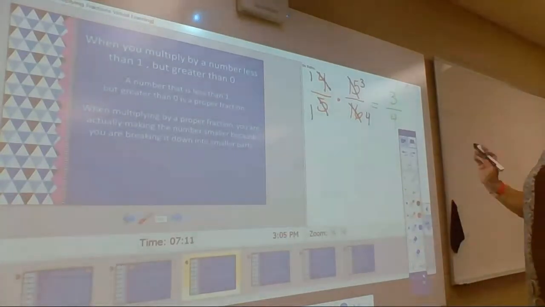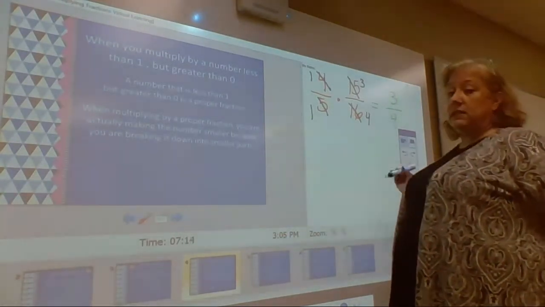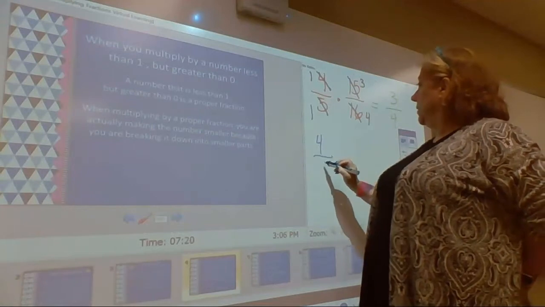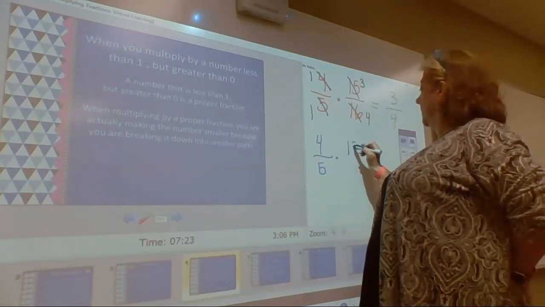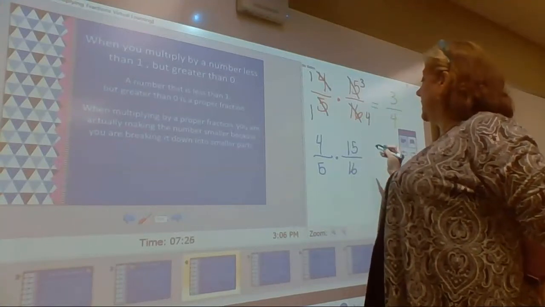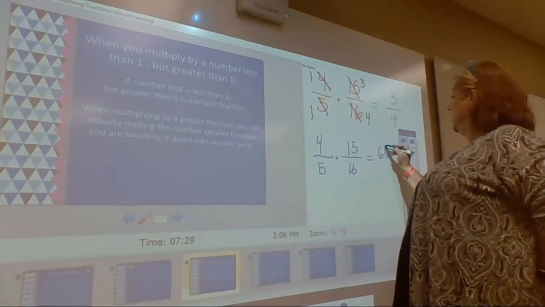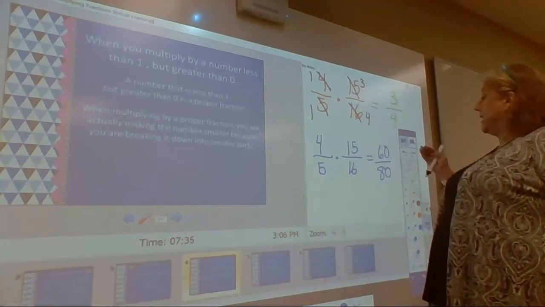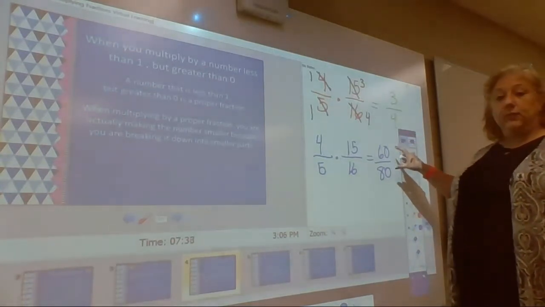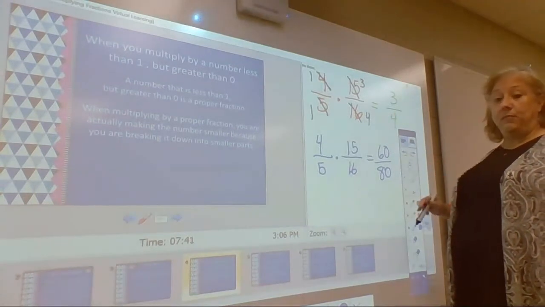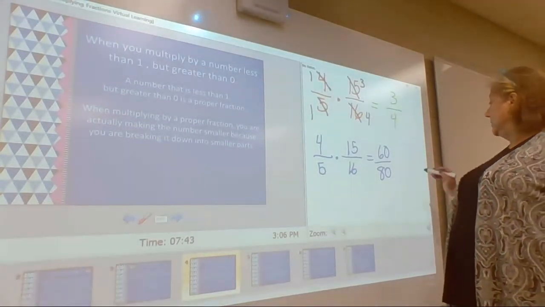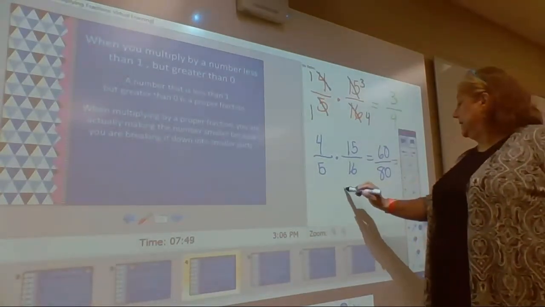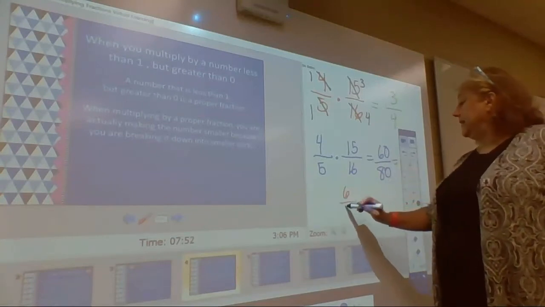And you can look at this and go, well, Ms. Jones, that's really confusing to me. If it is, then just work it out this way. 4 times 15 is 60. 5 times 16 is 80. Okay? I can look at this and say, I know because these end with 0 that 60 and 80 are both divisible by 10. So then I would say 60 divided by 10 is 6, and 80 divided by 10 is 8.